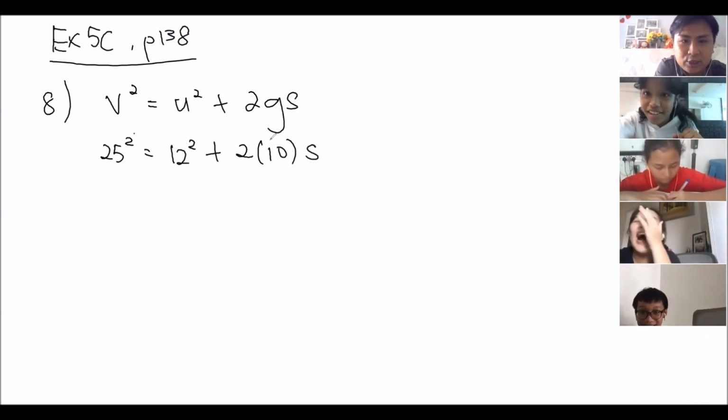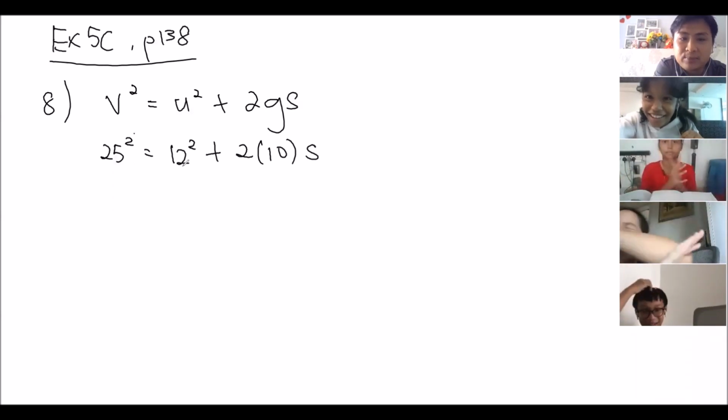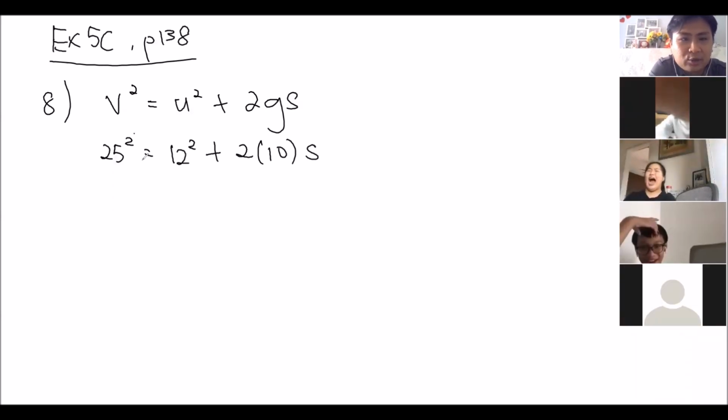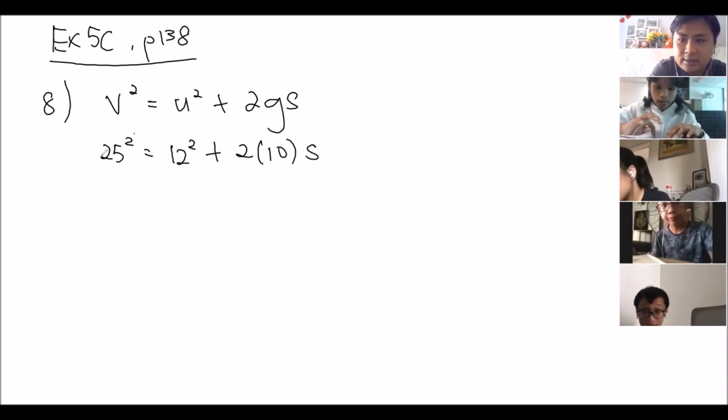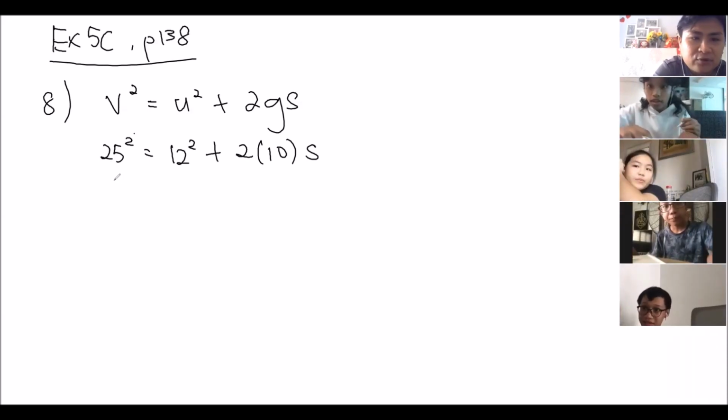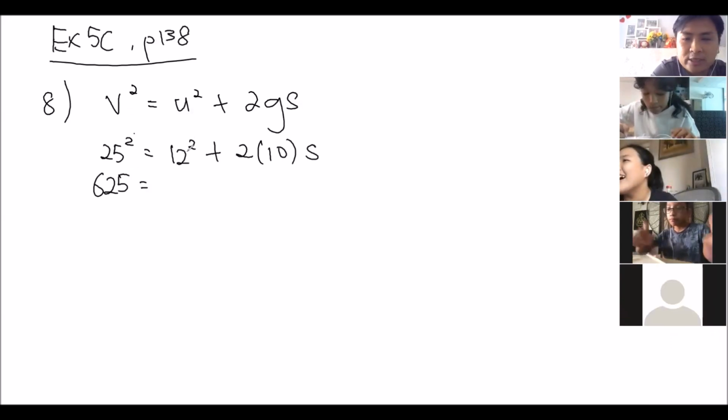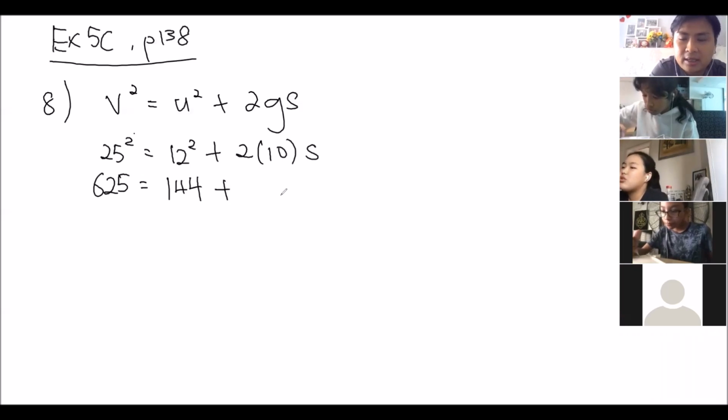So now we look at this question. We want to simplify first. 25 square, you press the calculator, what do you get? 625. So you write down 625. 12 square, you press the calculator. 144, good.